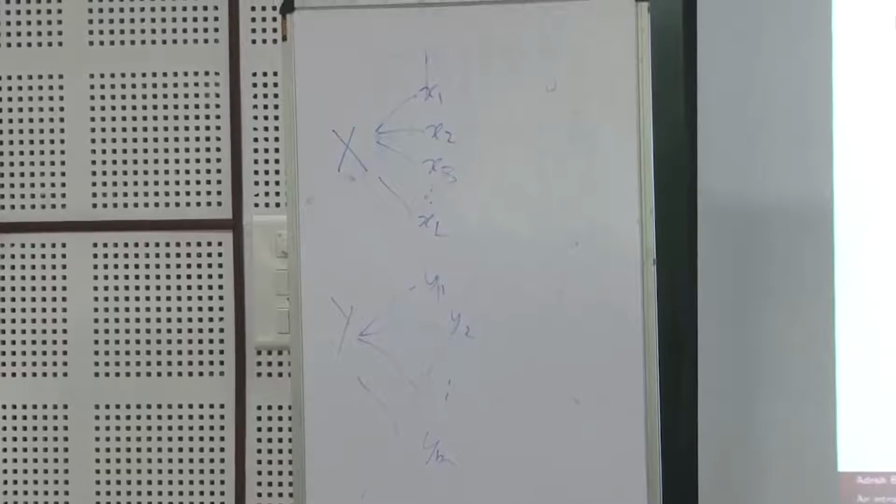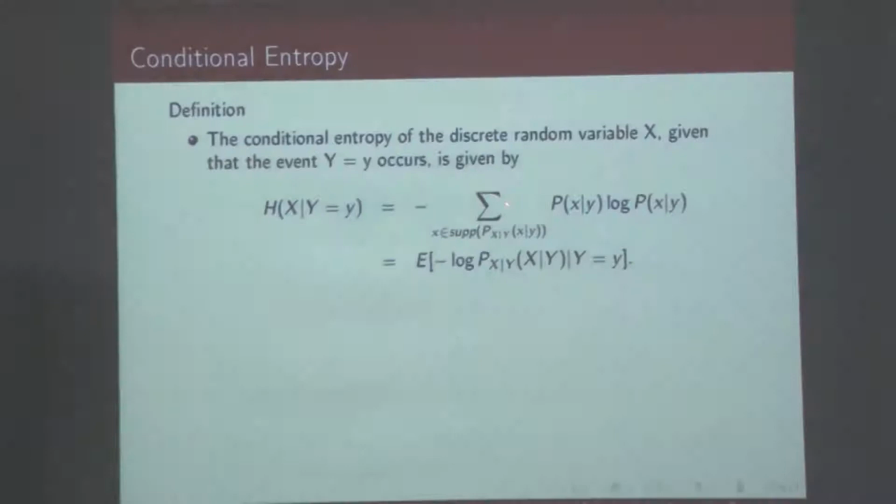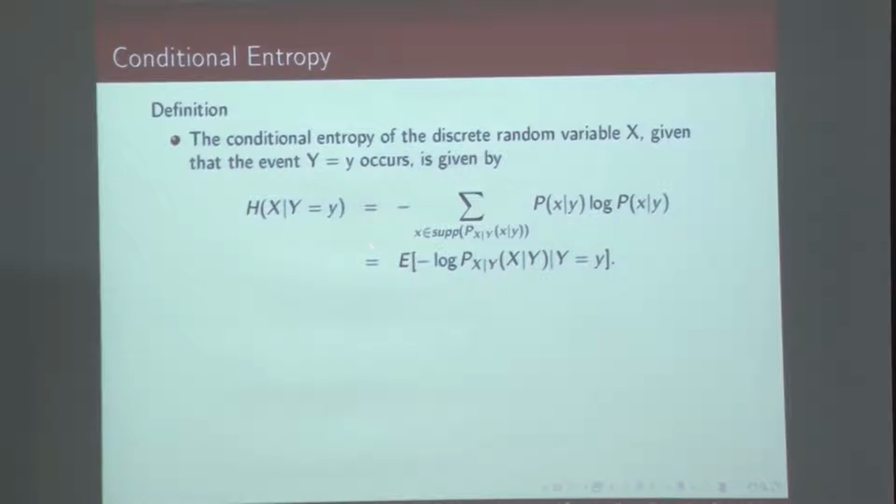Okay. This is given as summation minus P of X given Y log of P of X given Y, where the sum is over all X which belongs to the support of this. Okay, so this is essentially the conditional expectation of minus log of P of X given Y, given this particular event has occurred.